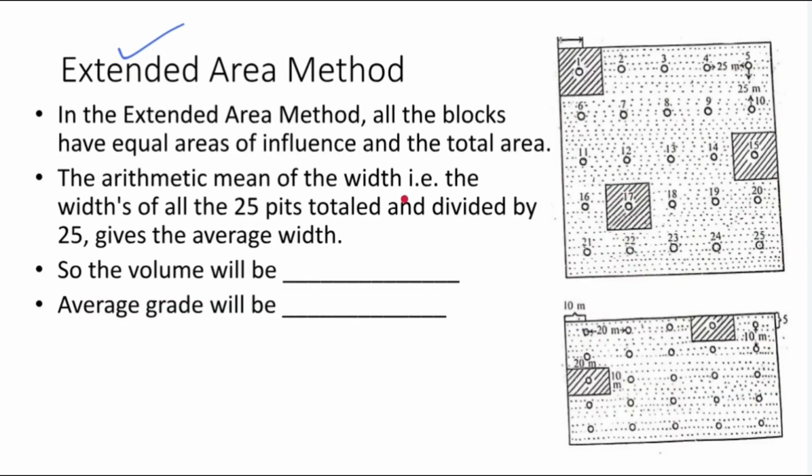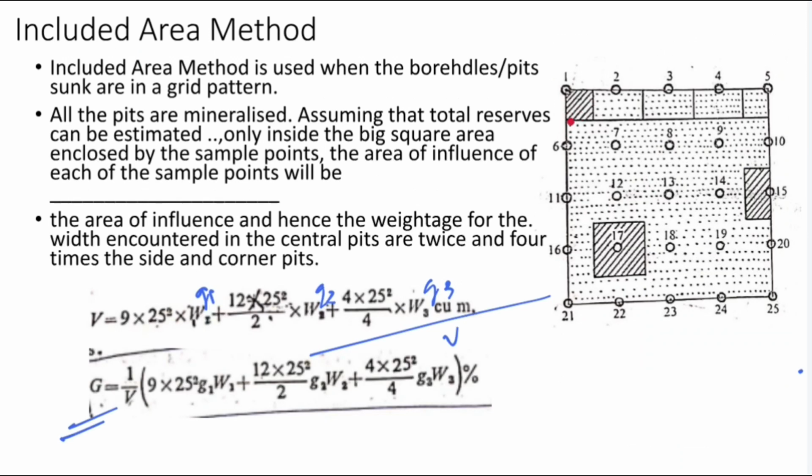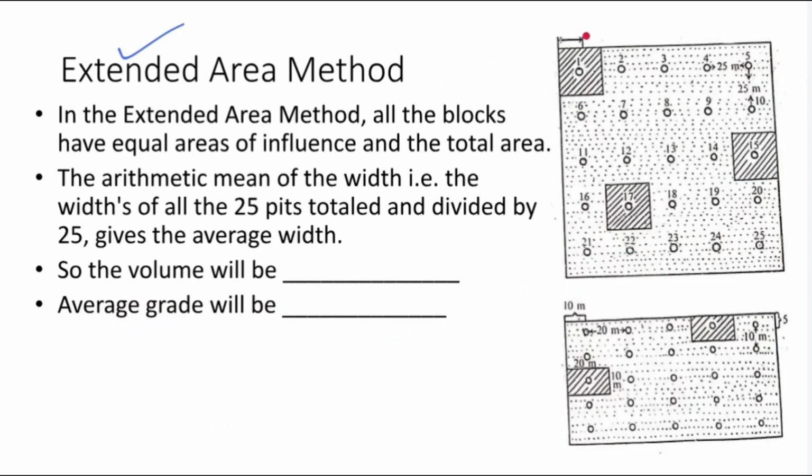Here in the extended area method, what happens? In the same area, the area of influence of each borehole will extend. This will be the extended area method. So we have to surround the whole borehole. Now you can calculate the area of influence: total 25 boreholes into 25 square kilometer of area of influence, into the average width.